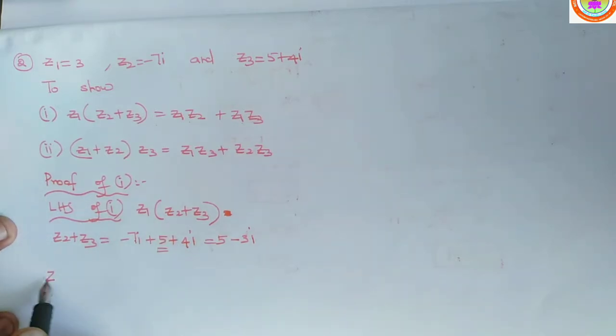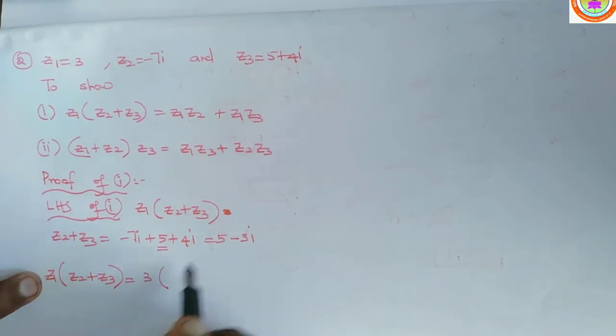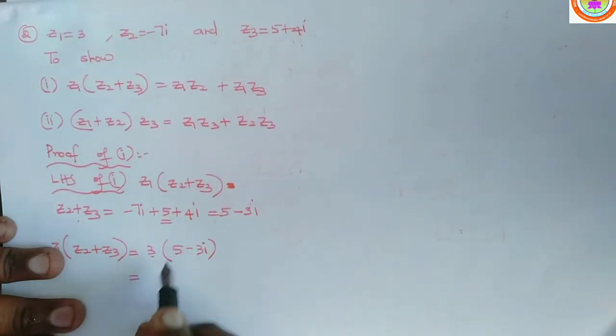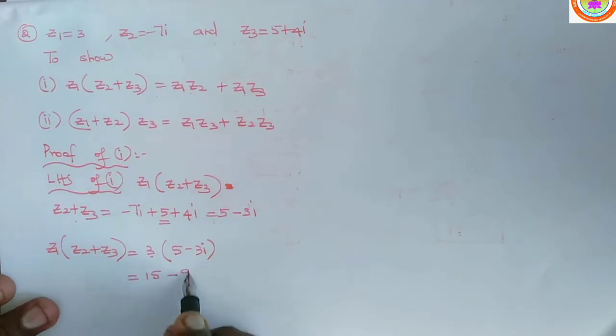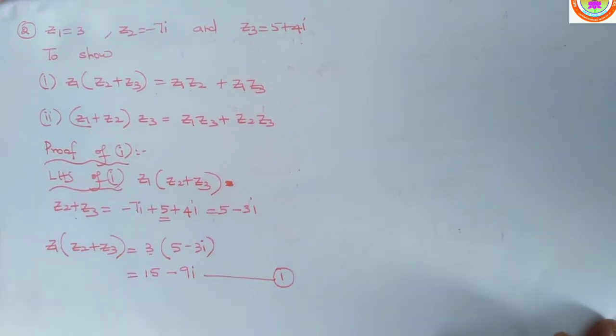So we need to do z1 into (z2 plus z3). z1 is 3. z2 plus z3 is 5 minus 3i. So the final answer is going to be 3 5s are 15, 3 3s are 9i. So 15 minus 9i. Keep it as equation 1.